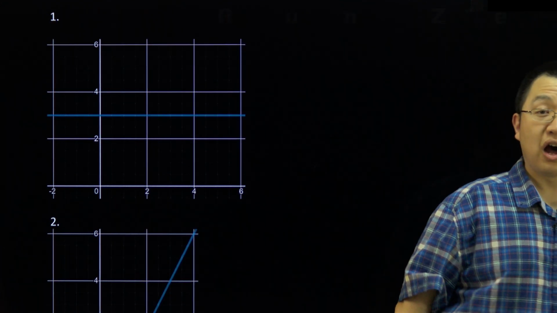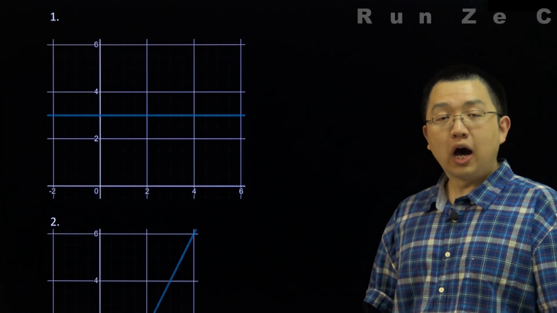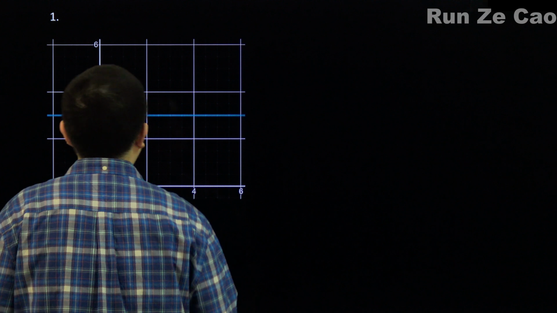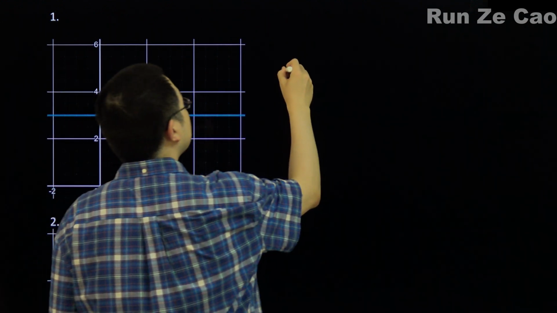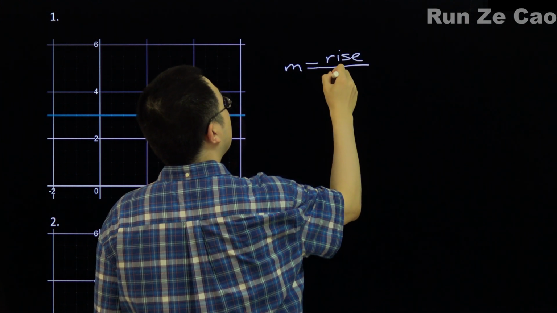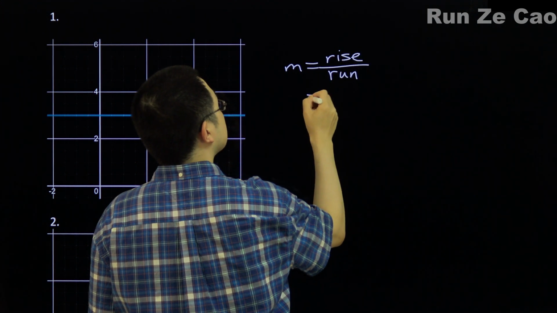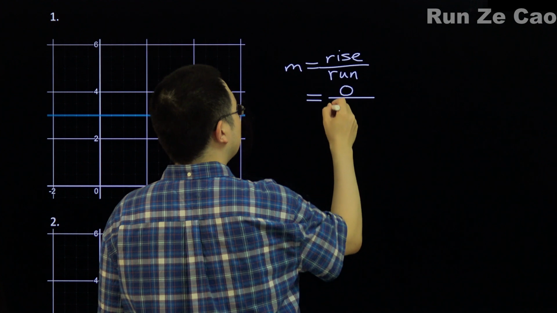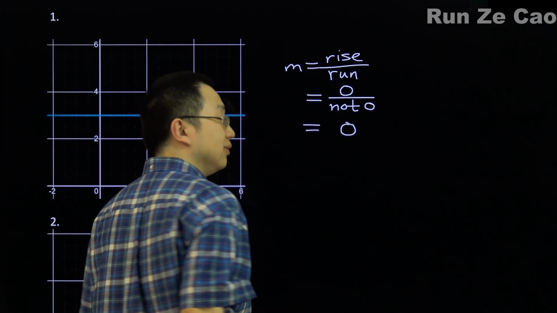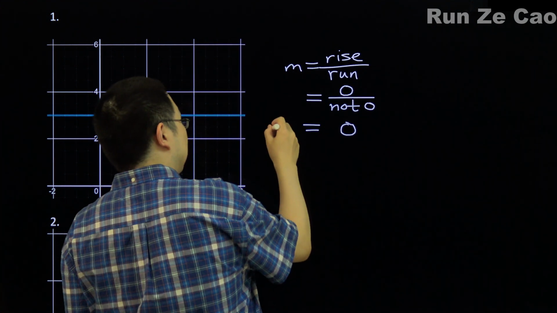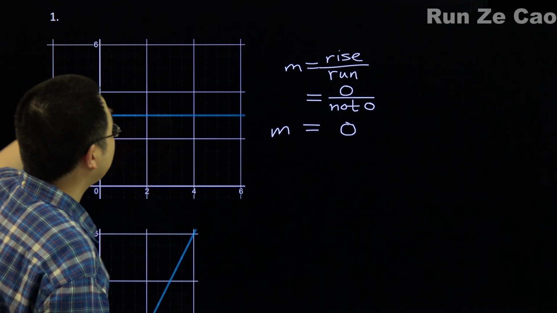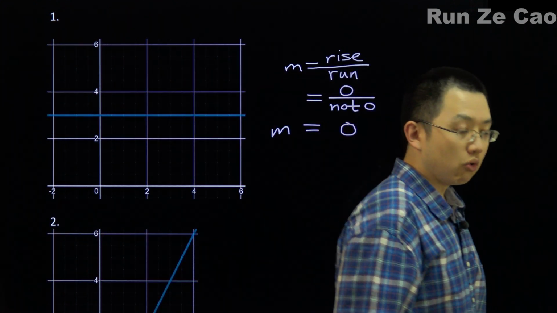Okay, a flat line has a slope of 0, because for any m equals rise over run, so 0 over not 0, which is equal to 0. Yeah, so a flat line which has a constant y value has a slope of 0.